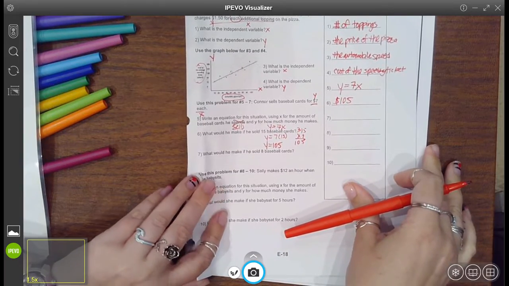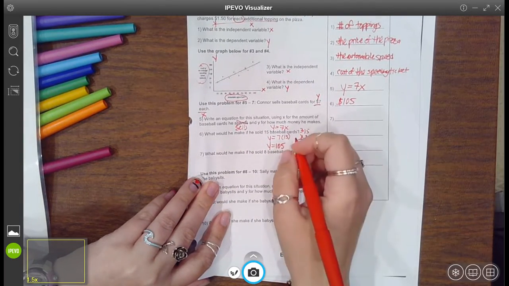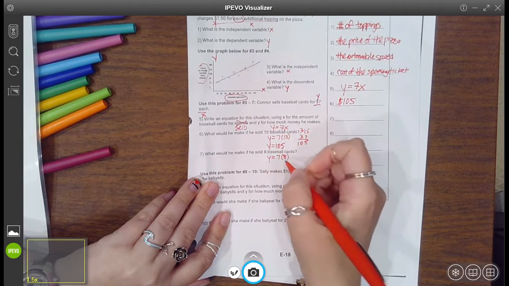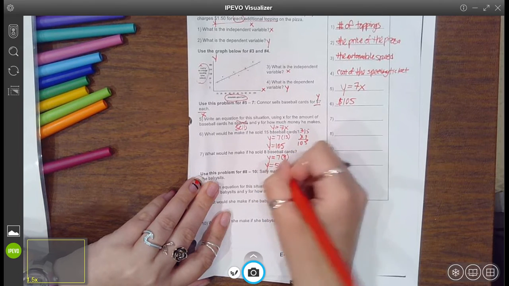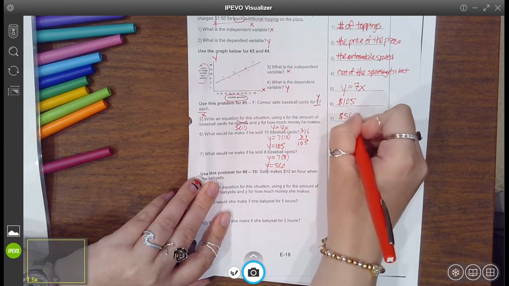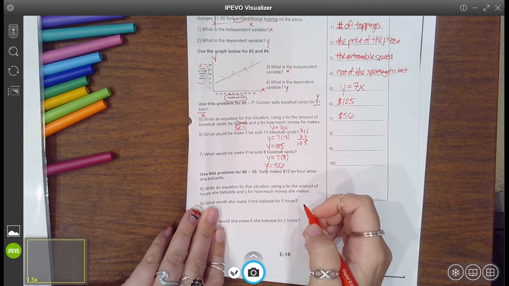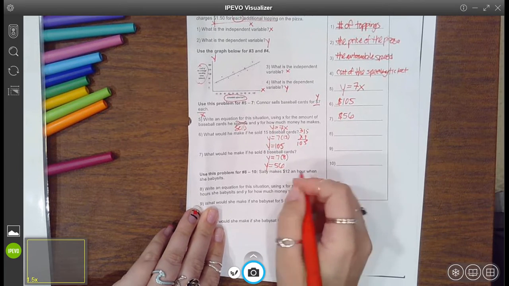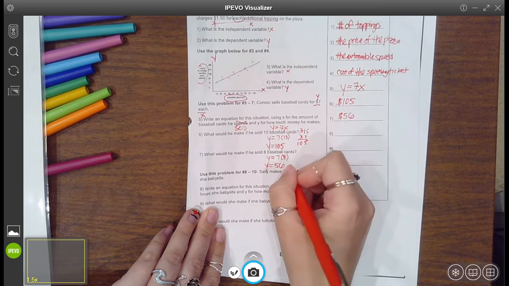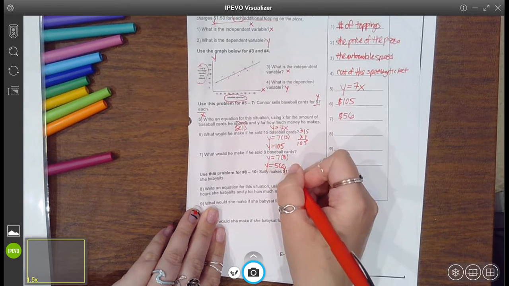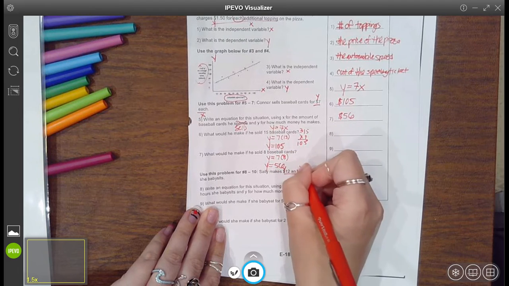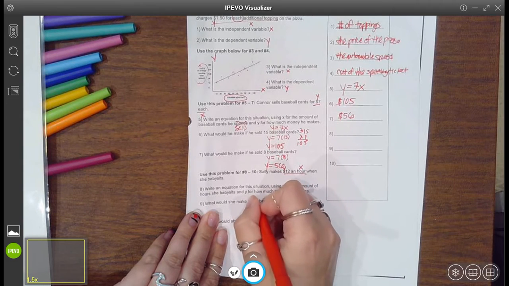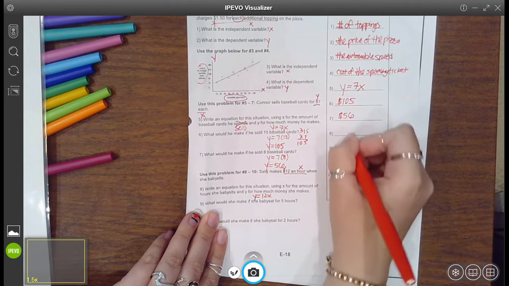Okay, what about the next one? What would he make if he sold 8 cards? So again, they told me the number of cards sold, so I'm going to plug that in for the x. Okay, so 7 times 8 is 56. So he'll make $56. Okay. For my next one, it says Sally makes $12 an hour when she babysits. So $12 an hour. That's my rate. Y is the total amount of money she makes, per hour that she babysits. So write an equation. What equation did you write using X and Y? Hopefully you wrote Y equals 12X for your equation.